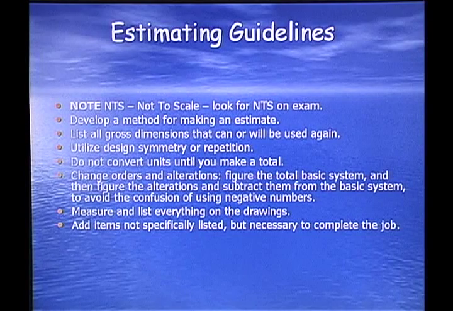Okay, develop a method for making an estimate. List all gross dimensions that can or will be used again. Utilize design summary or repetition. Do not convert units until you make a total. Change orders and alterations: figure the total basic system and then figure the alterations and subtract them from the basic system to avoid any confusion of using negative numbers. Measure and list everything on the drawings. Add items not specifically listed but necessary to complete the job.